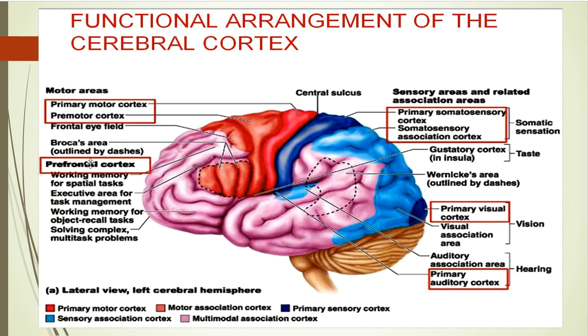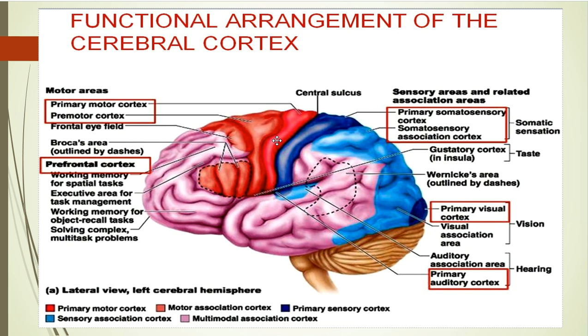Then the prefrontal cortex: here is working memory for spatial tasks, here the executive area of task management, here the working memory for object recall tasks, and this portion is the frontal pole. In the region of the frontal pole, we can see solving of complex multitask problems. Then the impulses from the frontal lobe proceed to the precentral gyrus, here to here, which in turn gives rise to motor pathways to the executive centers.